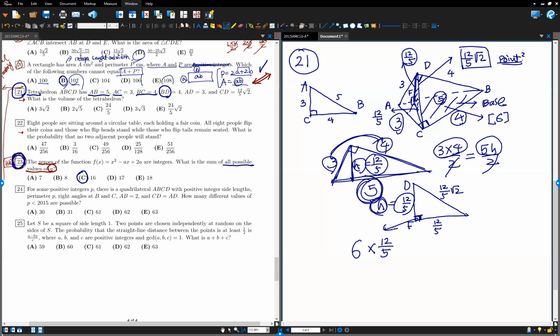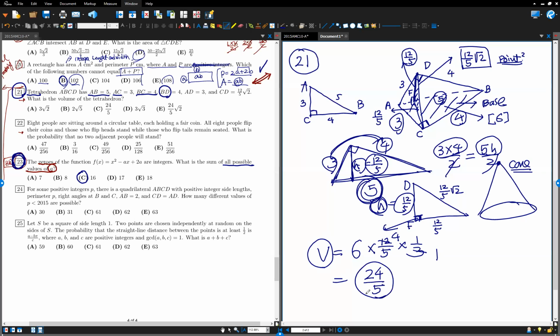right? The volume is what? Times 1/3, isn't it? Any base times height, this is a kind of cone, right? Always what? 1/3. So times 1/3. That's the volume of this tetrahedron, okay? How about this one? This is 1, this is 4. 24 over 5. Okay? So choice C is the answer.